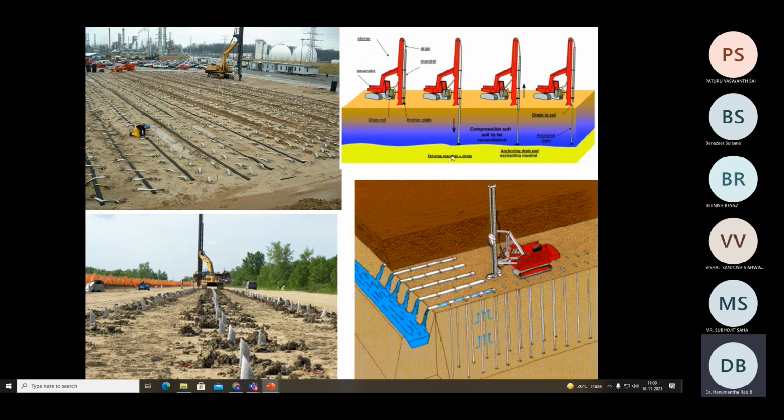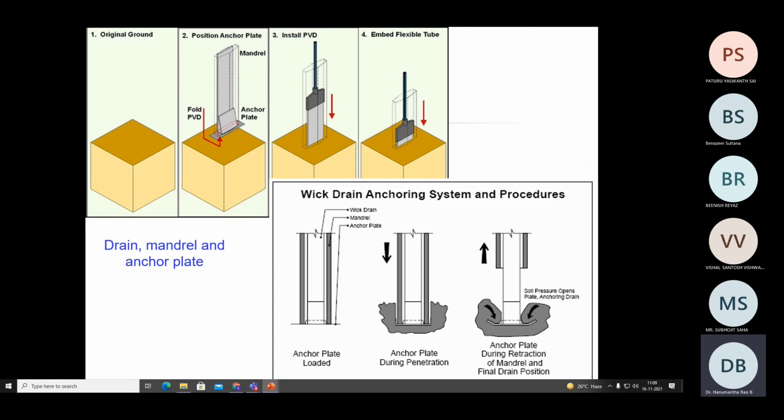And the picture above on the right shows how the PVD is installed in the ground. So this is a simple device. We can have, in the next slide, more accurate details of how it is exactly inserted in the ground. So this slide will show you how exactly it is installed in the ground. First of all, here you can see there is an original ground, into which we are inserting the PVD.